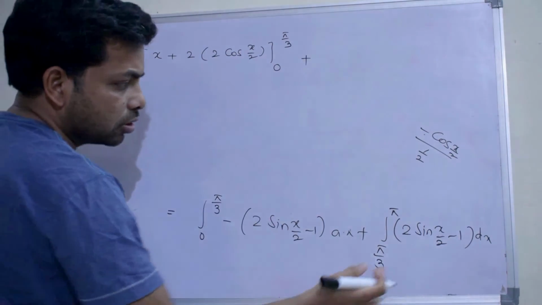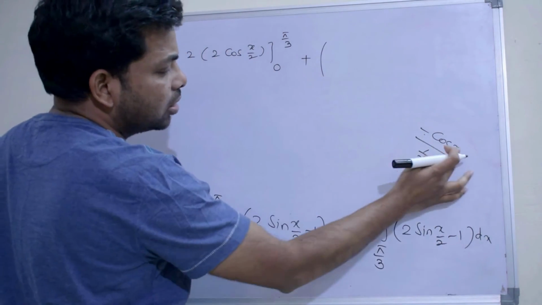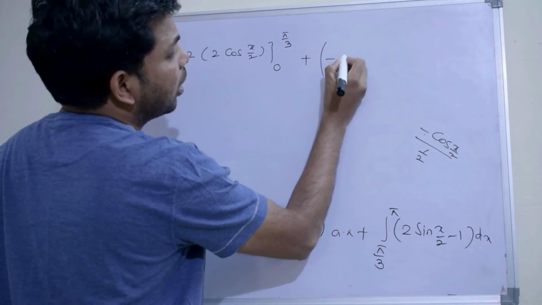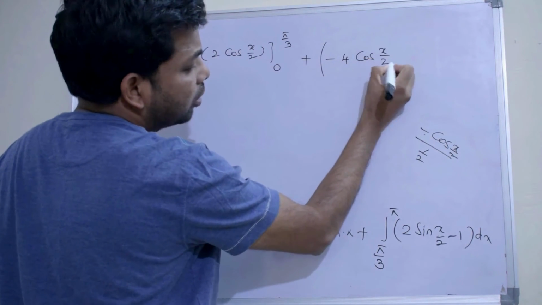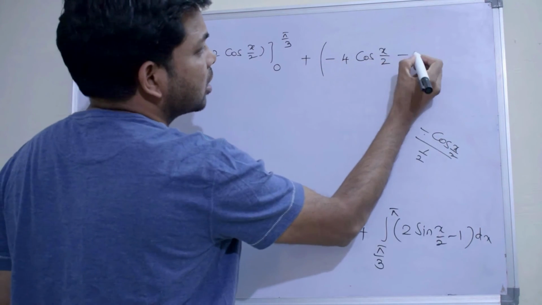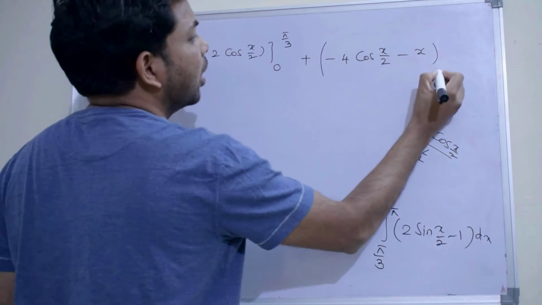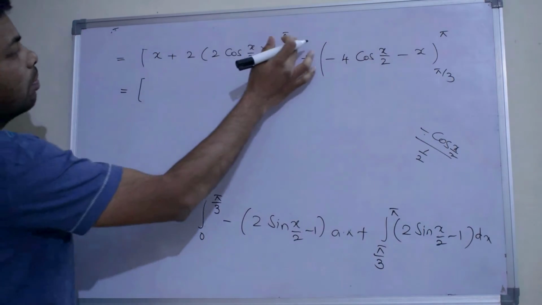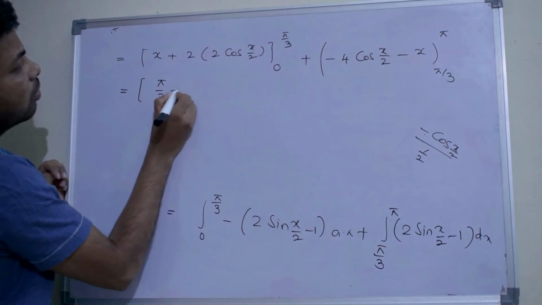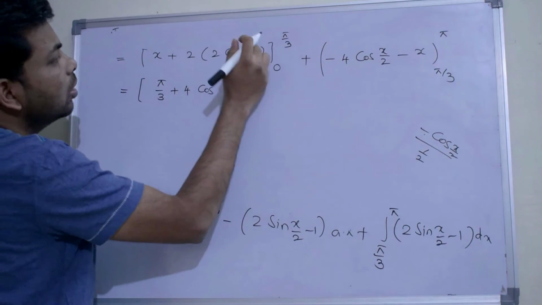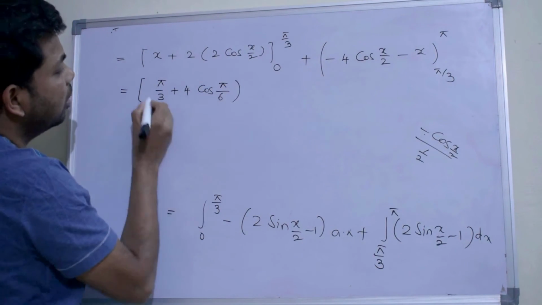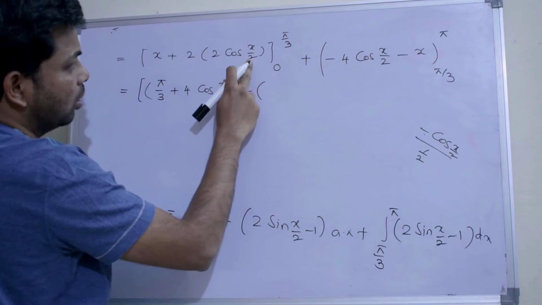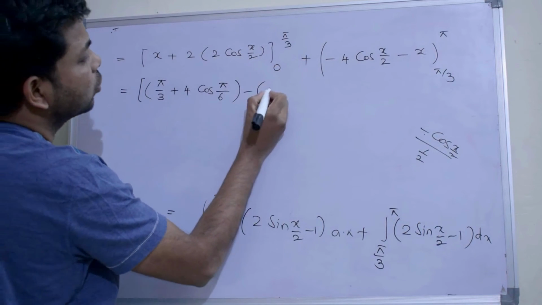Next, plus here also 2 sin x by 2. Again like this you are going to get integration minus cos x by 2 by 1 by 2. So here we have 2 minus 4 cos x by 2 minus 1. Integration of 1 is x, so minus x. The limits are pi by 3 to pi. So this is equal to, first you have to substitute the upper limit. Pi by 3 plus 4 cos pi by 3 by 2, pi by 6, then minus of the lower limit 0, and cos 0 is 1, 1 into 4, 4, so minus 4.